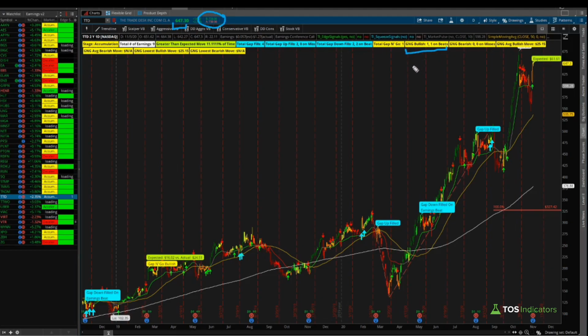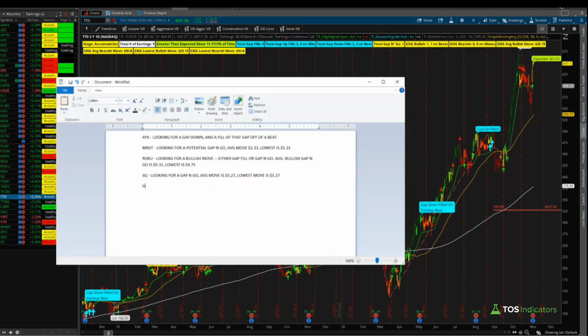And then in terms of a gap up and go, you'll notice one of those was on a beat. The average move here was 25 bucks. So I think TTD would get on that list for a potential gap and go. You also keep in mind here, you do have the gap fill.